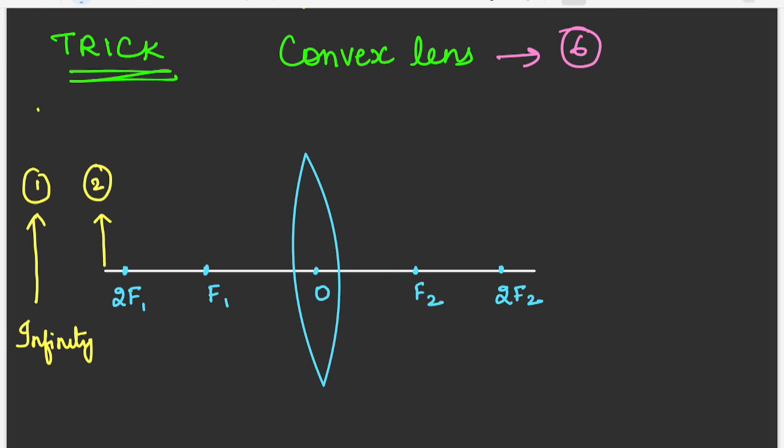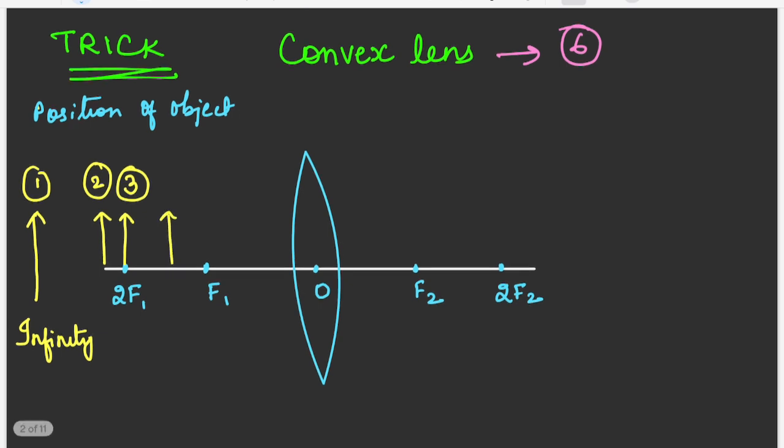Let me write position of object. Third, in the third ray diagram, the position of the object is exactly at 2F1. So here this is the position of the object in the third ray diagram. In the fourth ray diagram, it is between F1 and 2F1. So between this, here in the center, let us take the position of the object. So this is the position of the object in the fourth ray diagram.